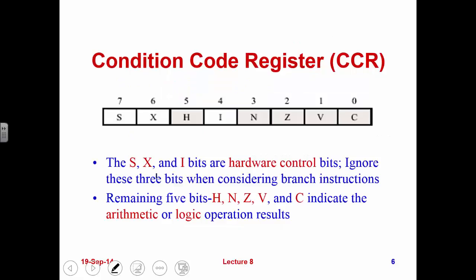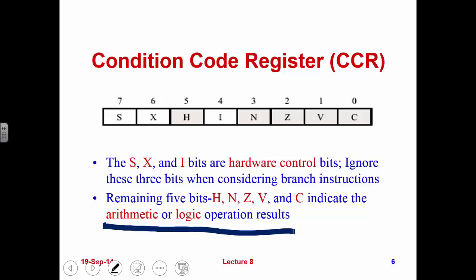We also mentioned these 8 bits are divided into 2 different types. One, the 3 bits focus on hardware control. In general, they are not used in making a decision on branch or not, so they are called the hardware control bits. Then the other 5 bits are the real arithmetic and logical operation bits: H, N, Z, V, and C. They are mainly used when we execute the branch instructions.